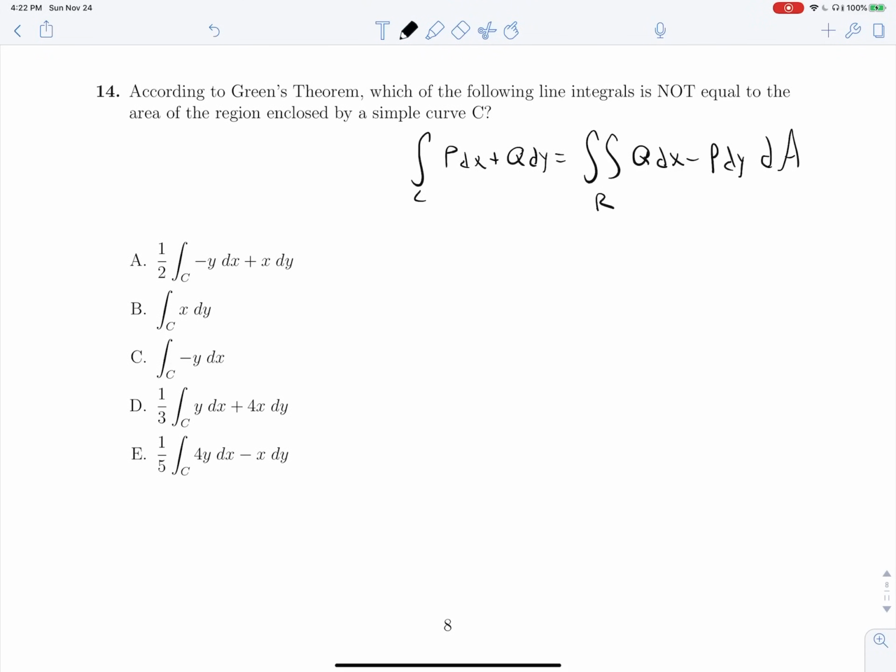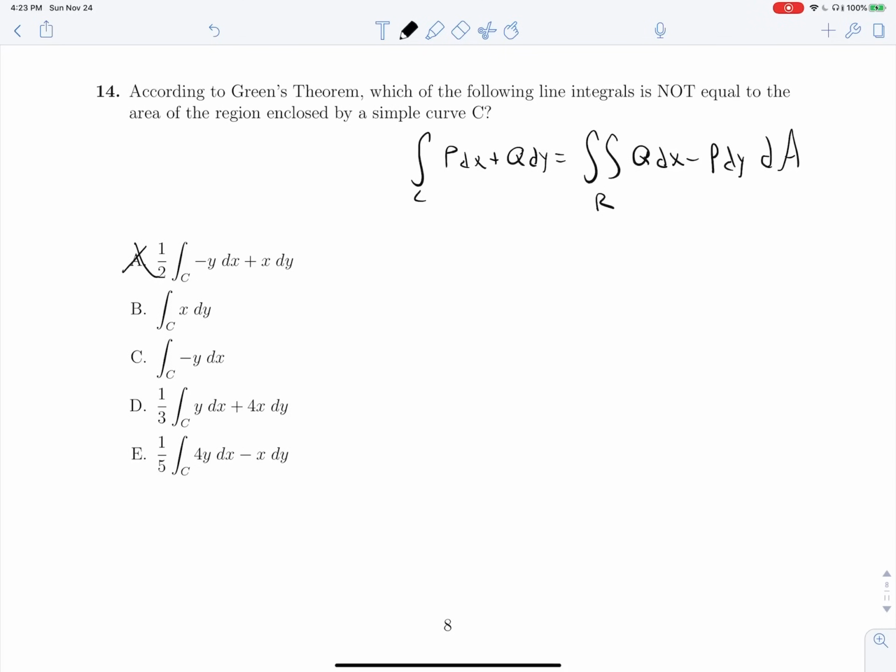So let's figure this out. In this case, p is negative y and q is x, and so this integral is going to become 1/2 times the integral over R of q dx, which is just going to be 1, minus p dy, which is going to be another 1 dA. And we see that this will work out to 1 dA. And so answer choice A is not right.